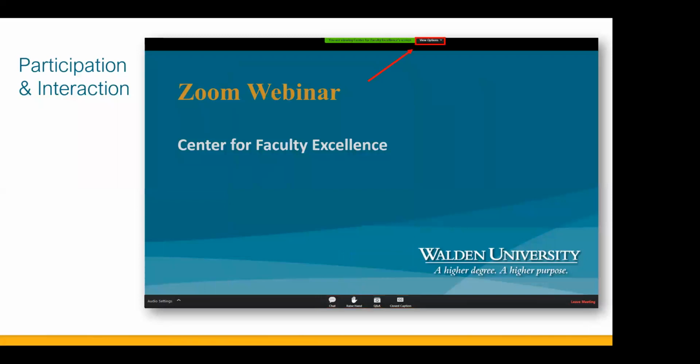At the top of your screen, there's a button that says View Options. Sometimes when we're presenting, the window ratio gets a little messed up, so if you want to go into full screen or exit full screen, you can click that button and adjust the window size. And in the bottom right-hand corner of your screen, there's a button that says Leave Meeting. If at any time in the presentation, hopefully not until the end, you have to leave the meeting, please feel free to click that button.